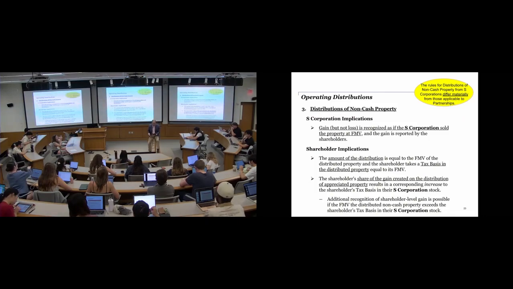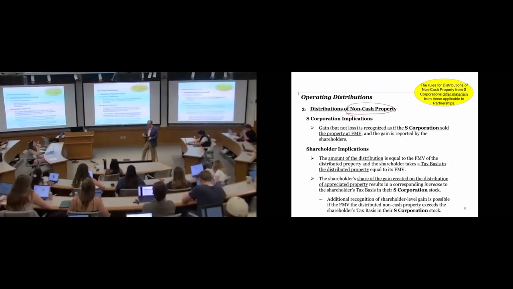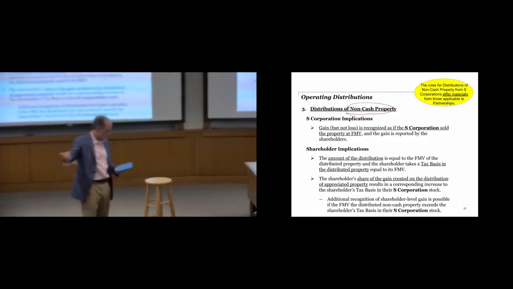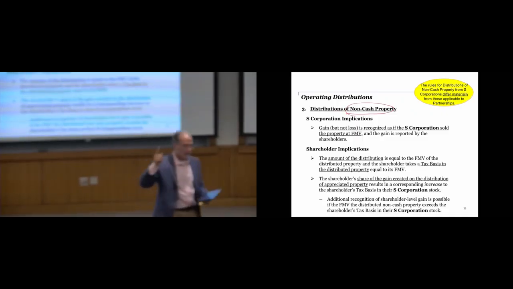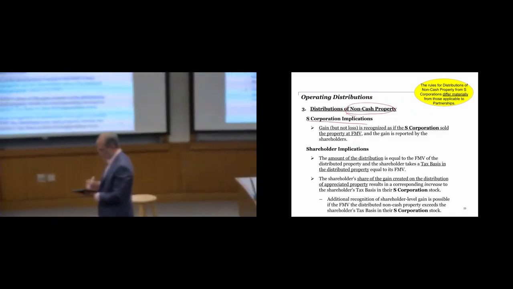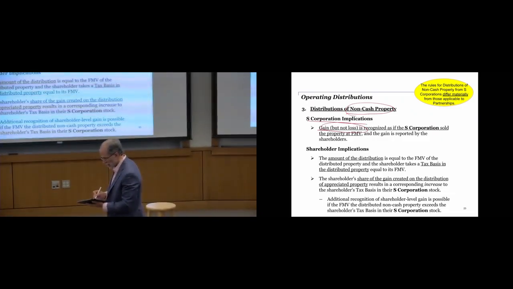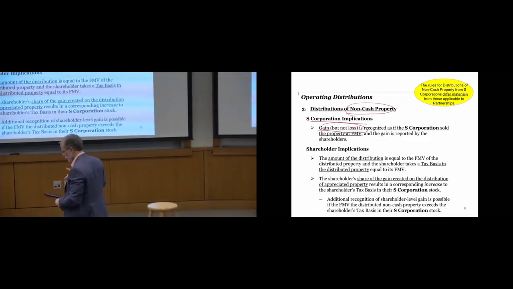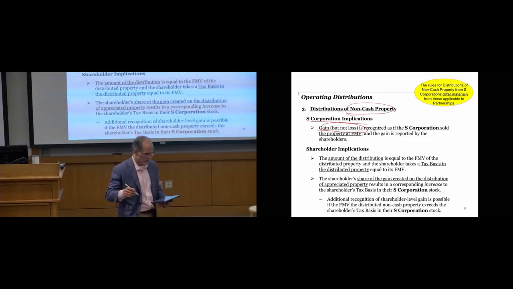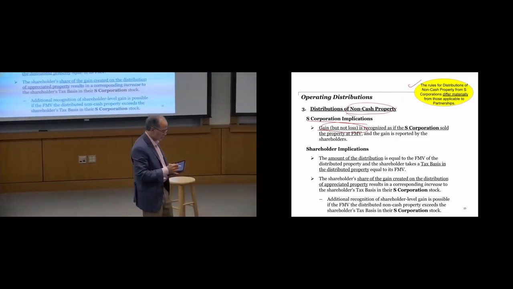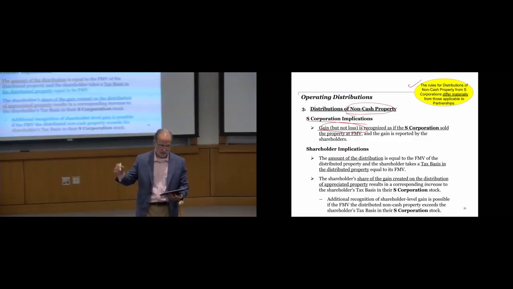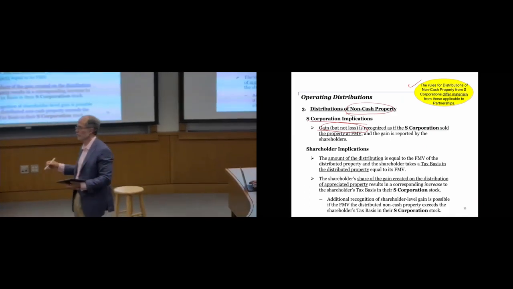Okay, so let's do non-cash property. Cash distributions are very simple, just like partnerships. If I'm dealing with non-cash property that's being distributed out, the S corporation implications are that I recognize gain but not loss, as if the S corporation sold the property at fair market value, and the gain is reported by the shareholders. So the rules for distribution of non-cash property from S corporations differ materially from those applicable to partnerships.